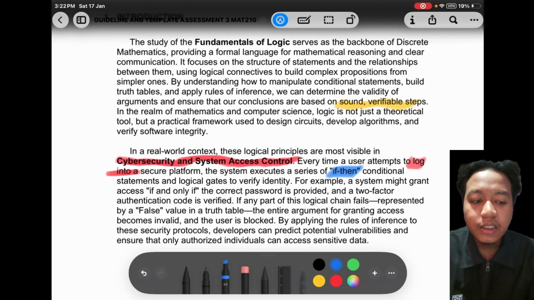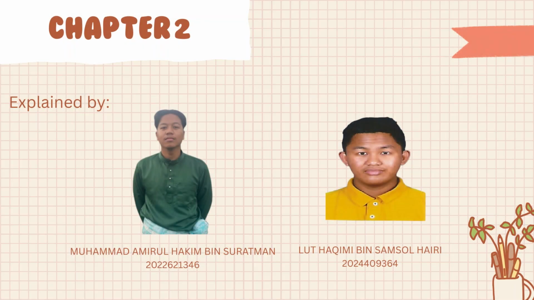For example, a system might grant access if and only if the correct password is provided and the two-factor authentication code is verified. If any part of the logical chain fails, represented by a false value in the truth table, the entire argument for granting access becomes invalid and the user is blocked. By applying the rules of inference to this security protocol, the developer can predict potential vulnerabilities and ensure that only authorized individuals can access sensitive data.